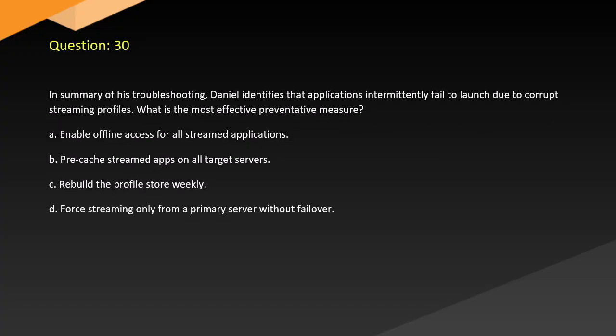Question 30. In summary of his troubleshooting, Daniel identifies that applications intermittently fail to launch due to corrupt streaming profiles. What is the most effective preventative measure? A. Enable offline access for all streamed applications. B. Pre-cache streamed apps on all target servers. C. Rebuild the profile store regularly. D. Force streaming only from a primary server without failover.